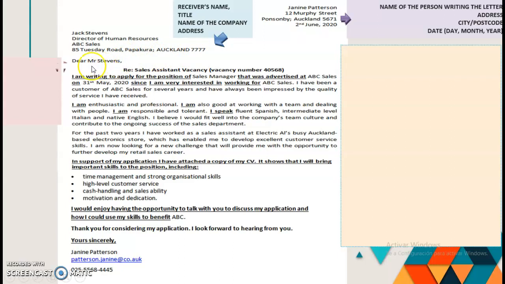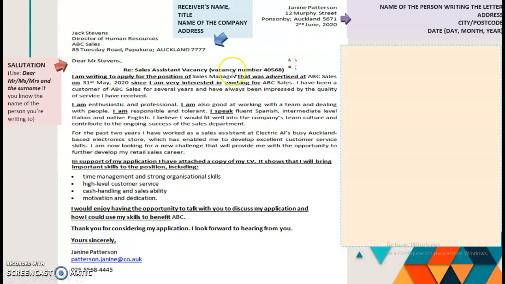Right. So the third stage in the covering letter would be the salutation. It's where you greet the person. You can use Dear, Mr., Miss, or Mrs., and the surname, if you know the person that you're writing to.